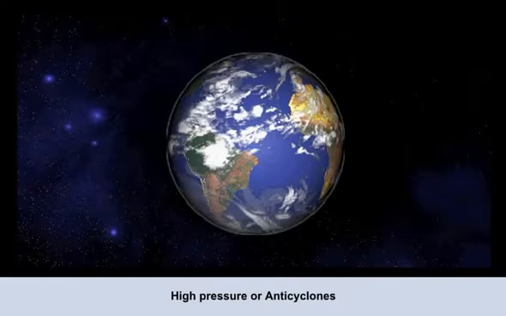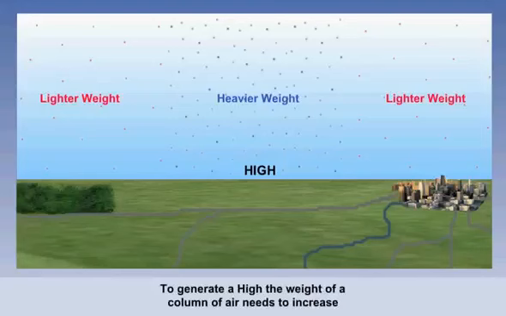This brings to a close one type of pressure system, namely the low pressures. But if you remember, the other major pressure system we need to look at is high pressures, or anticyclones. To generate a high pressure at the surface, the weight of a column of air must be increased. In other words, there must be a net gain of air to the column.